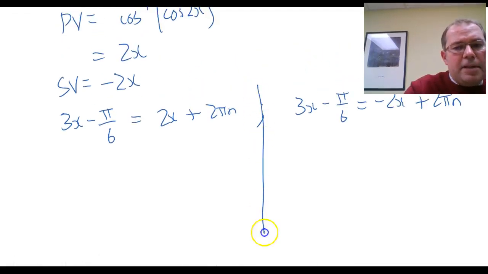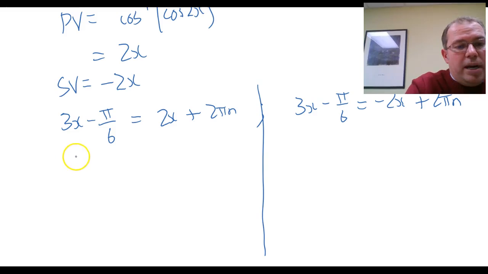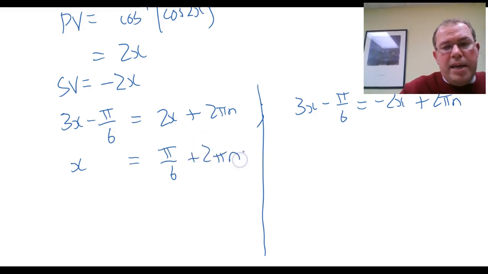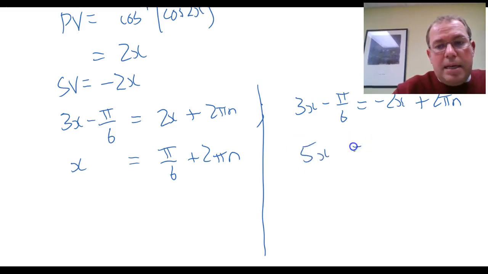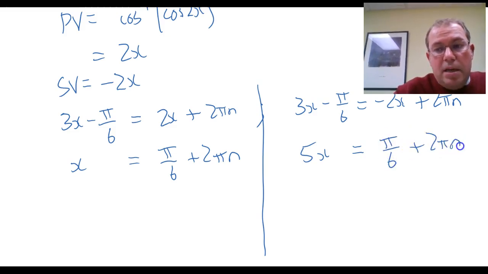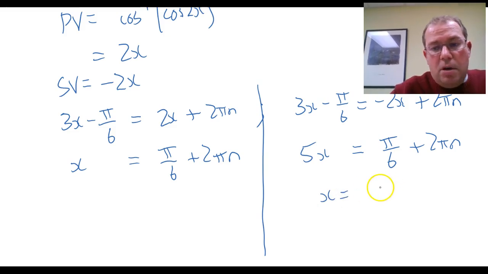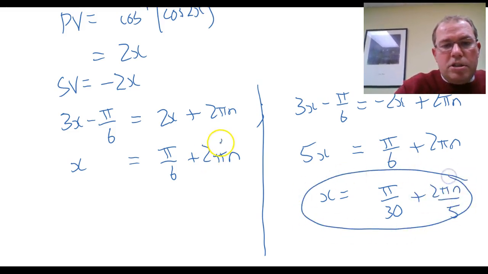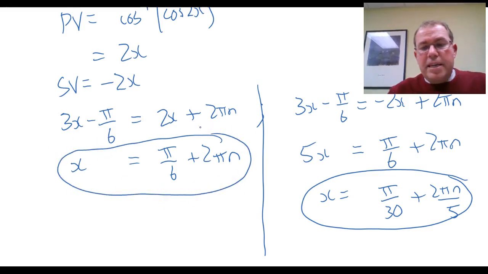So working on the left-hand one first, which is slightly easier, subtracting 2x from both sides and adding pi over 6 to both sides gives me the general formula x equals pi over 6 plus 2 pi n. On the right-hand side, adding 2x to both sides and adding pi over 6 to both sides gives me 5x equals pi over 6 plus 2 pi n. And I have the additional step here of having to obviously divide by 5, so I get pi over 30 plus 2 pi n over 5. And there I have the two general solutions, and we can put values of n equals 0, 1, 2, etc. to generate all the answers.